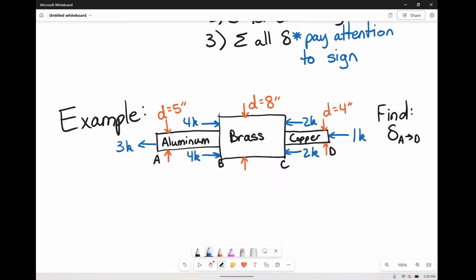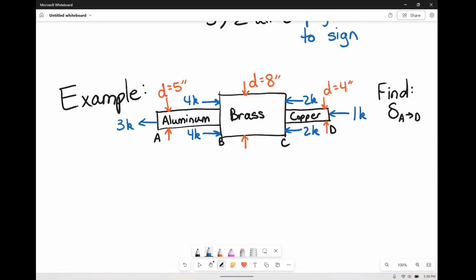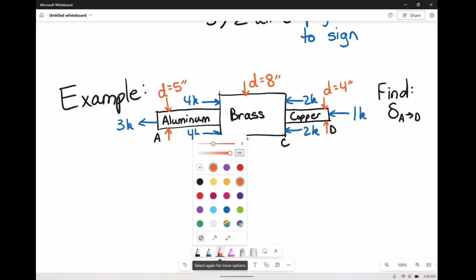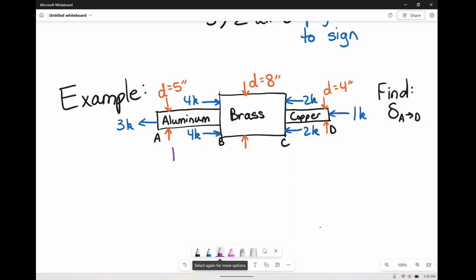In order to do this, we're going to experience a whole bunch of different things going on at the same time. For this example, I've got a pretty terrible drawing, but we have 3 rods all connected together. We have an aluminum rod that has a distance. It'd be really good to know the distance, right? The distance of the aluminum one is 1.5 feet. The distance of the brass one, 2 feet. The distance of the copper one, 3 feet.